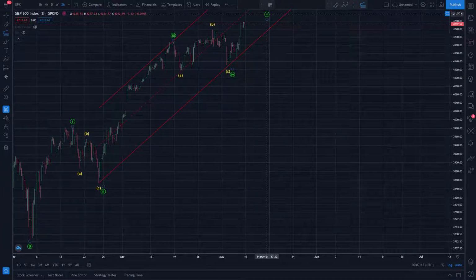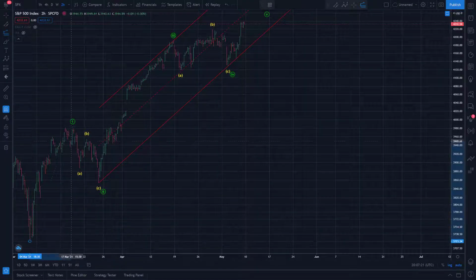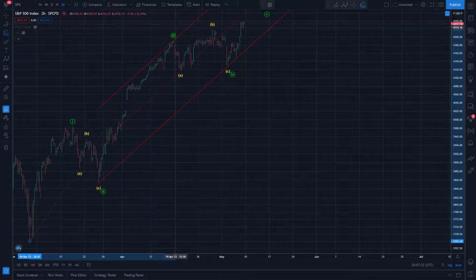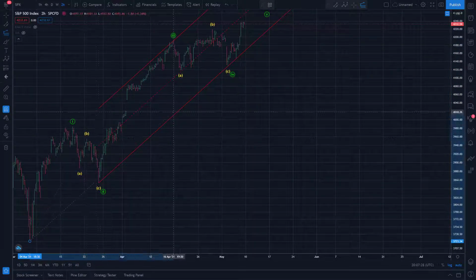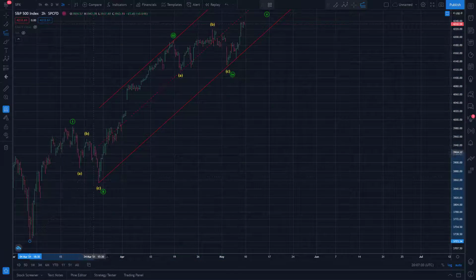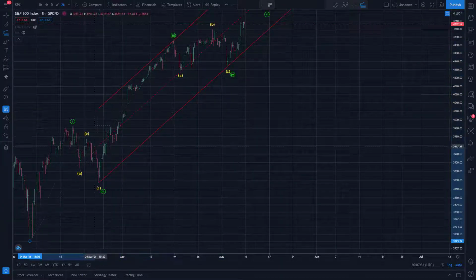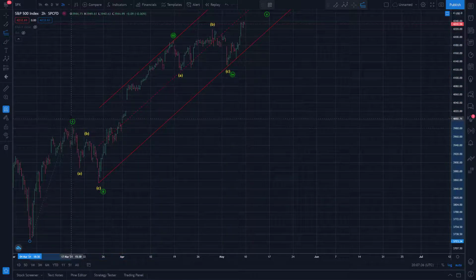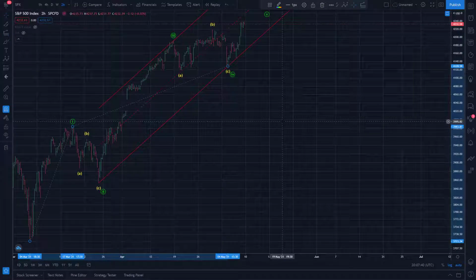Then, okay, so for our 5th wave objectives, well, there's some common objectives. So wave 3 in this case is longer than wave 1, so we could say wave 3 is our extended wave. So that means we're less likely to have wave 5 extend, because typically only one of the waves in a 5-wave sequence is extended. So since wave 3 is extended, we might look for wave 1 versus 5 equality.